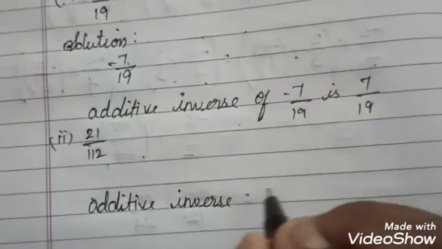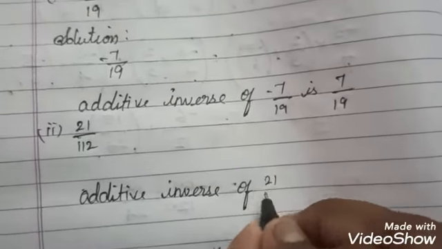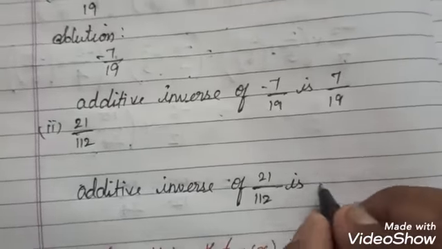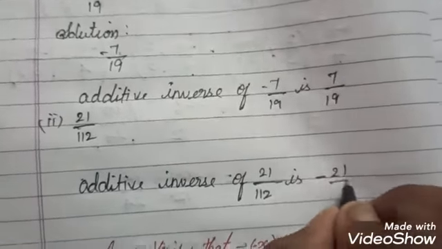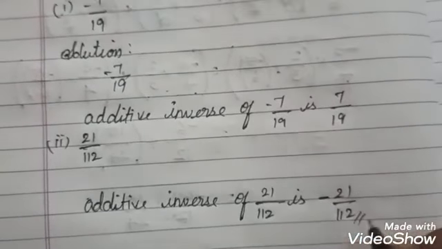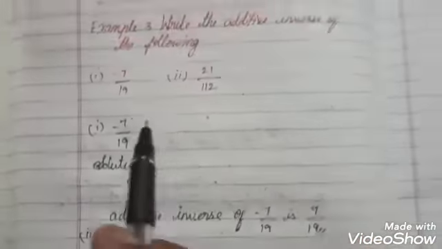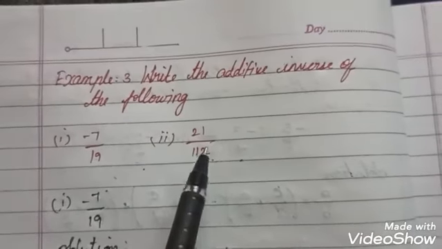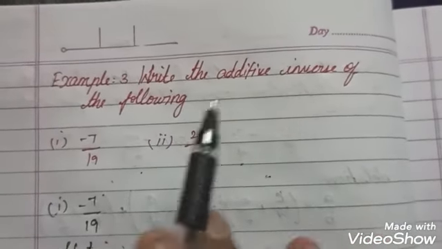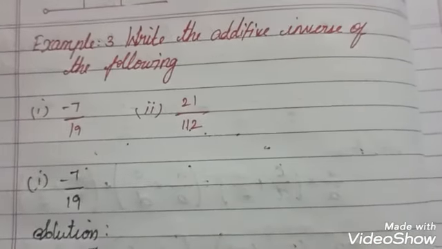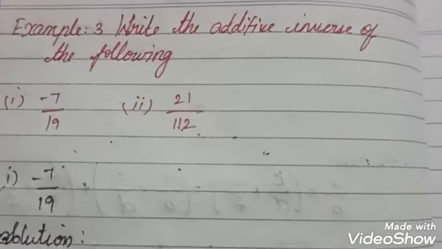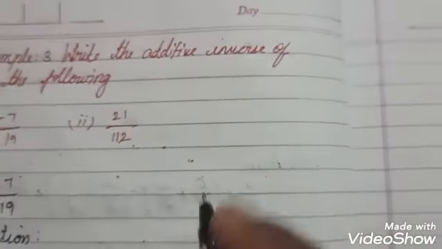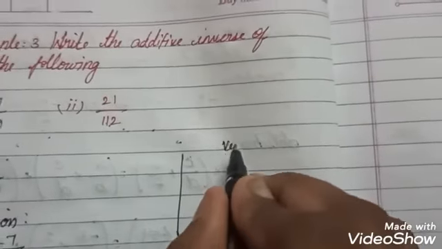Additive inverse of 21 divided by 112 is, this is plus, so you need to put minus 21 divided by 112. So that's all. If the value is negative, it becomes positive. If it is positive, it becomes negative. That is additive inverse. So why do I say this about additive inverse? Already I told, it gives the additive identity. I told it for verification.